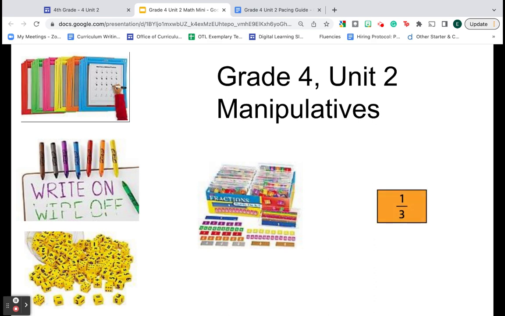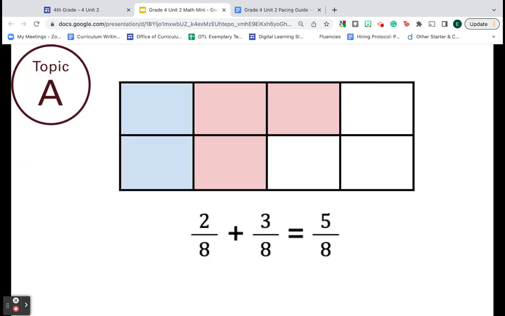Just be careful that the tiles themselves don't become a mindless procedure. This is 1/3. What do you mean? 1/3 of what? Always consider the size of the whole. It takes 3 of these thirds to make one whole. Similarly, you want to make sure students don't just say 1/3 is bigger than 1/4 because the tile's bigger. Well, why is the tile bigger? Get students to explain and make sure they understand.